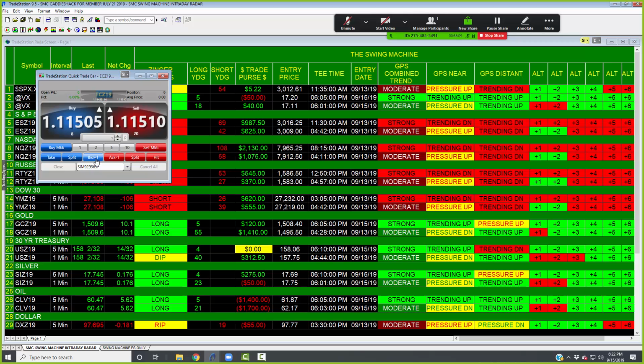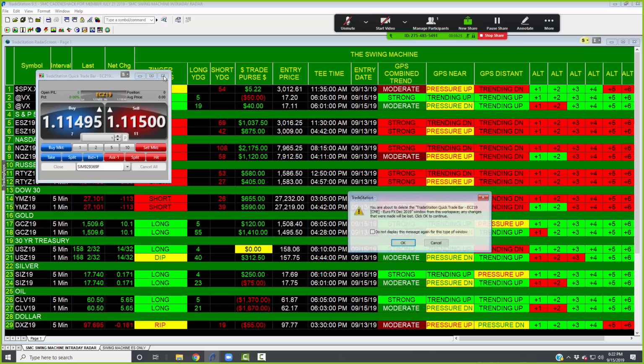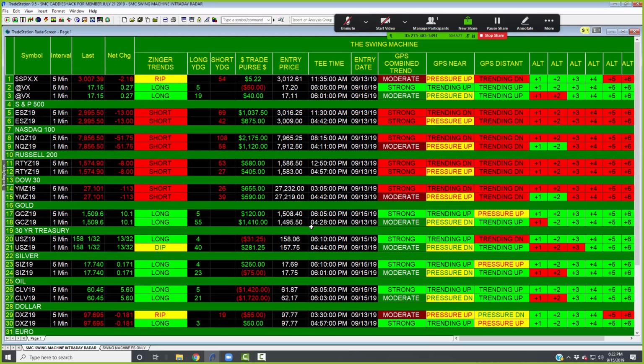You can split the spread. You can bid within one tick of the best bid, or ask within one tick of the best ask. A very powerful little tool. What it's trying to do is give you the flexibility to get the best price going in and going out.